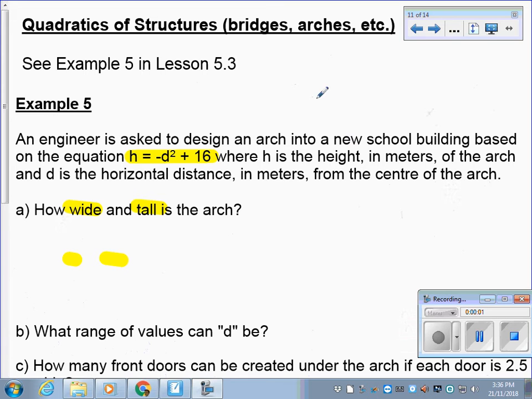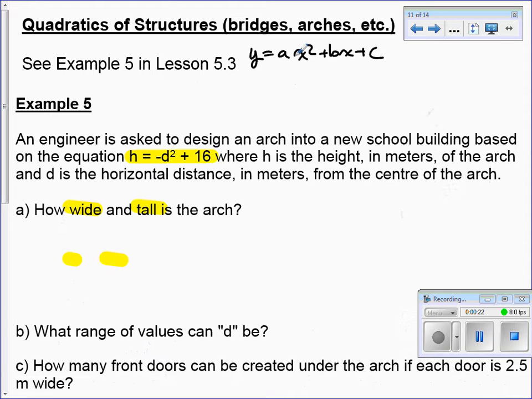We're doing these problems here for quadratic structures with bridges and arches. It's very similar to what we were doing in lesson 5.3, that problem that took us about 15 minutes to do. Based on our grab bag of information, we can easily calculate this stuff from now on. Remember, every equation that we start with is y equals ax squared plus bx plus c. Now, let's take a look at our problem for example 5.